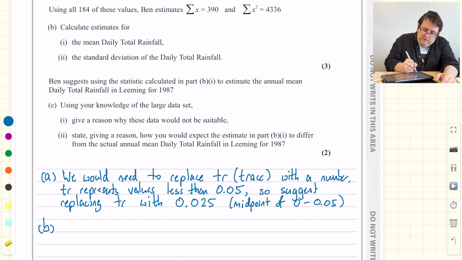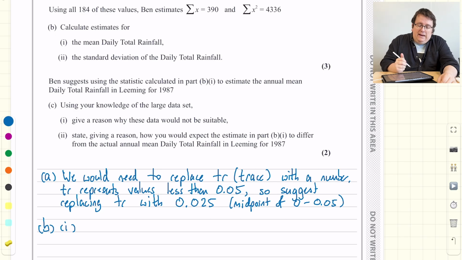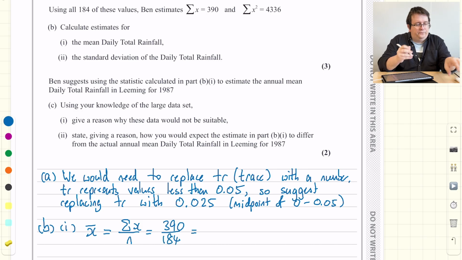Okay, so using all 184 of these values, Ben estimates the sum of x to be 390 and the sum of x squared to be 4,336. B. Calculate estimates for part 1, the mean daily total rainfall. So the mean is equal to the sum of x divided by how many there are. So 390 divided by 184, which is 2.11956. So 2.12.